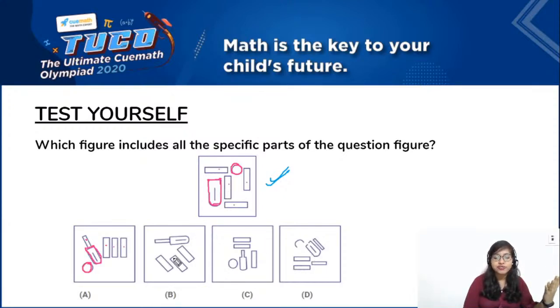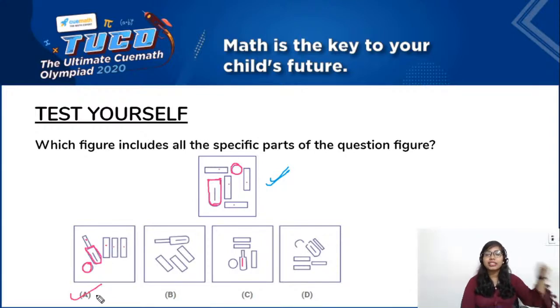Option B does not have a sphere. Option C does not have a lining inside this. Option D does not have a complete sphere, and there are a lot of differences in the other options. So option A is the only one which contains all the parts of this particular diagram.